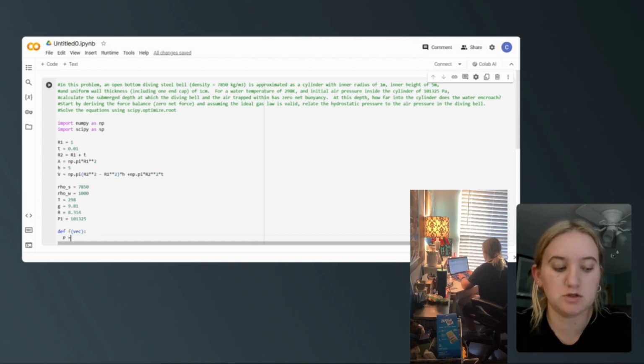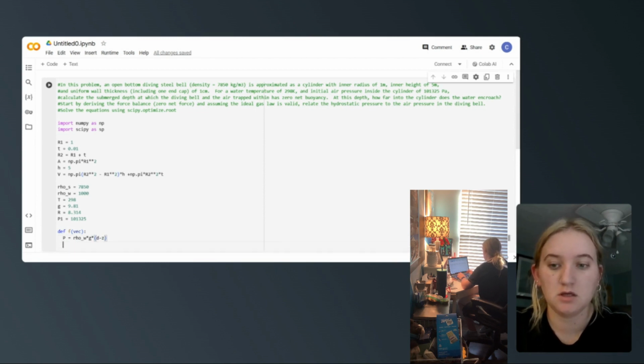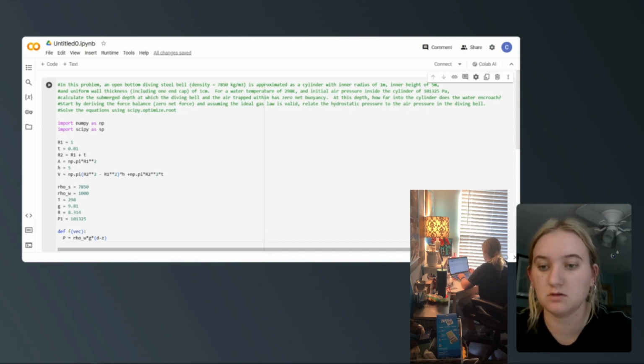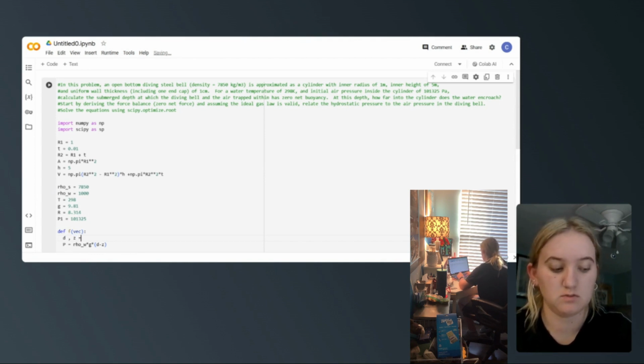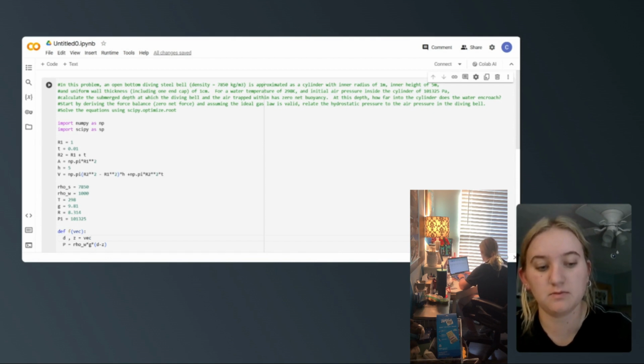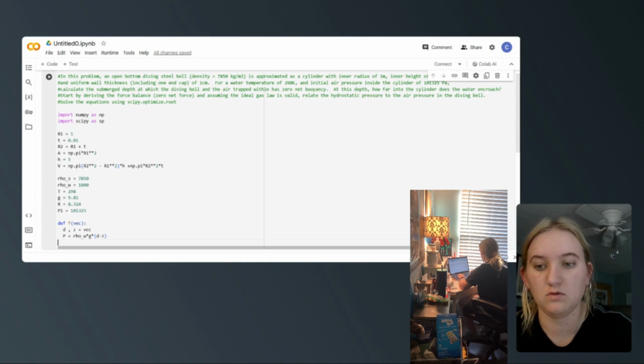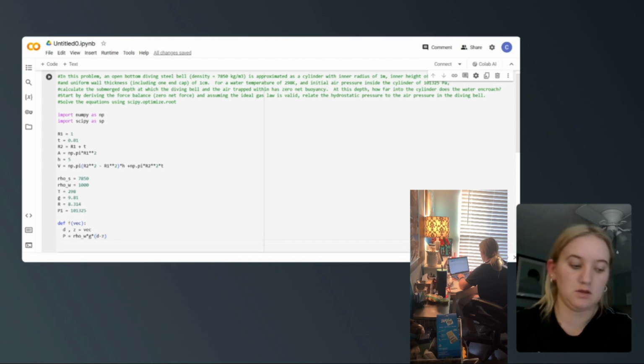So we're going to have a pressure equation, which is going to be equal to the density of water times G times D minus Z. And then we're going to have D comma Z is equal to the vector, and then we'll go here like that.